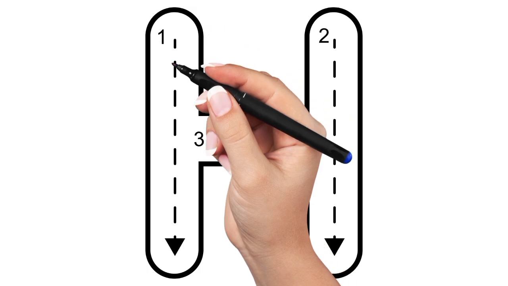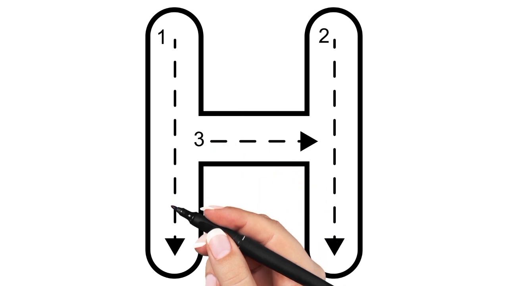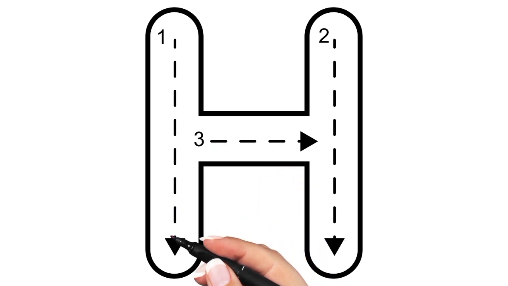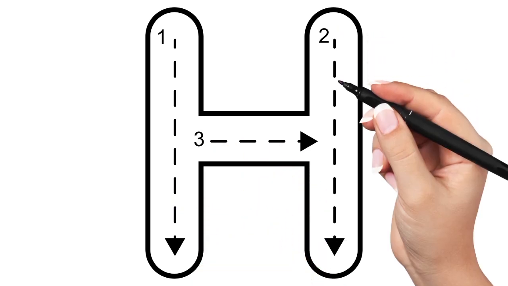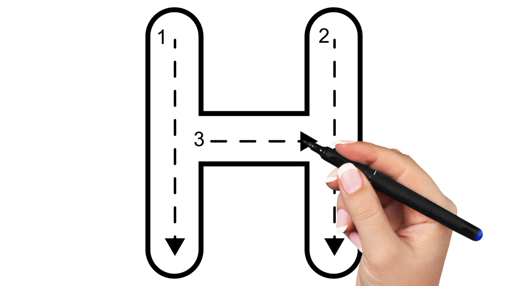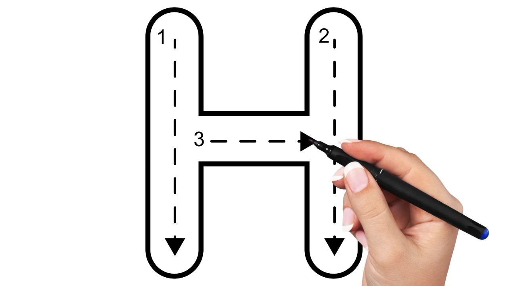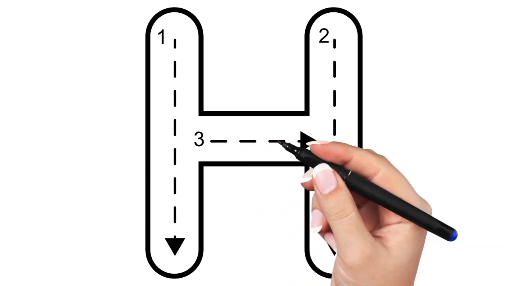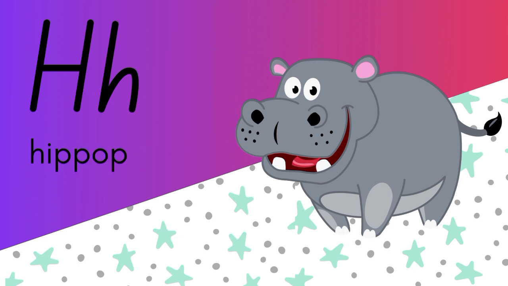1. Yes! Draw a straight line downwards. 2. Again, draw a straight line against the first line. 3. Now draw a line in the middle of the H connecting both lines. Yes! It's H. And H is for hippo.